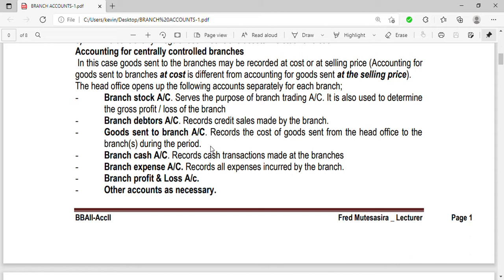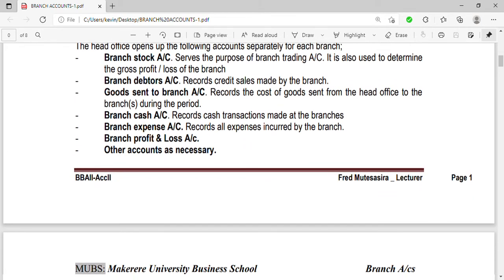And the goods that are returned to the head office by the branch. Then we also have the branch cash account. It records the cash transactions made at the branches, those are the cash receipts and payments made at the branches. Then the branch expenses account. It records all the expenses incurred by the branch. And lastly we have the branch profit or loss account. Its main aim is to determine the branch profit for that financial period.